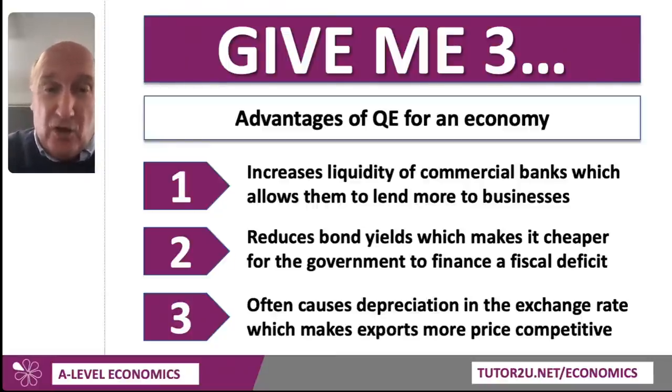It does reduce bond yields. Don't worry if you find that a bit technical, but the Bank of England basically is a big buyer of bonds. That causes the price of bonds to go up, which brings the yield down on bonds, which makes it cheaper for the government to borrow money. It also makes it cheaper to get a mortgage because the mortgage takes its lead from bond yields.